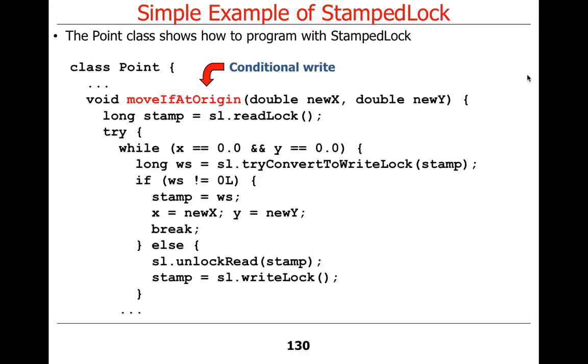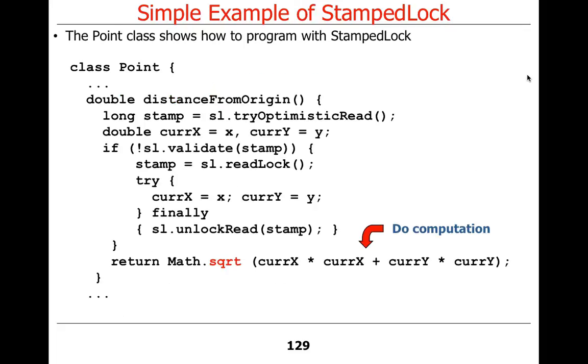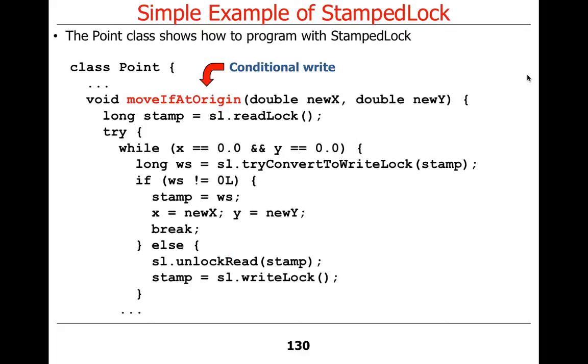OK, now here is the third and most complicated case here. This is what's called a conditional write. So we did an unconditional write, which was the move operation. Then we did the optimistic read. And now we're going to do move if at origin, right? So what we're going to do is we're going to come in here, and we're going to acquire the read lock. So we got a read lock.